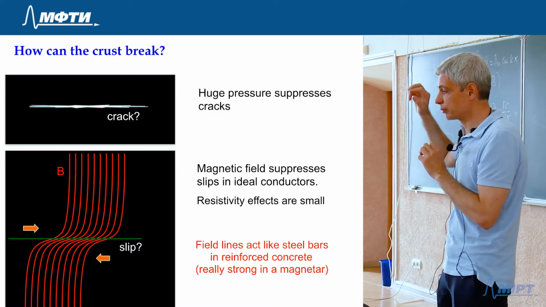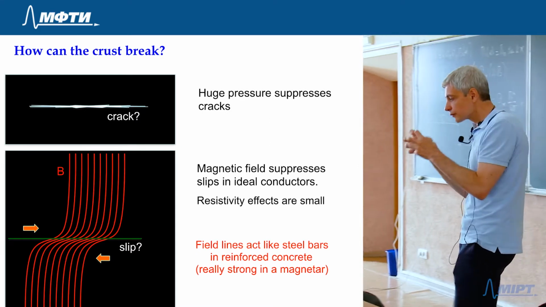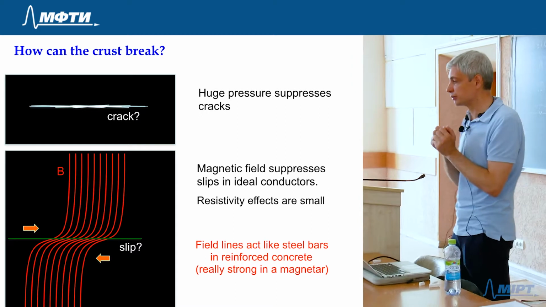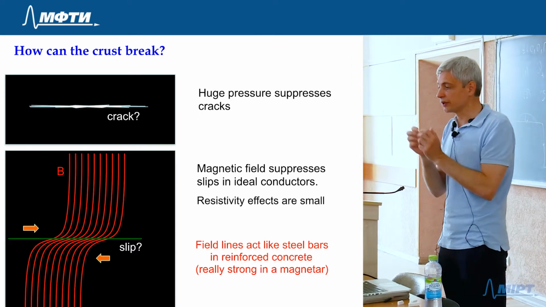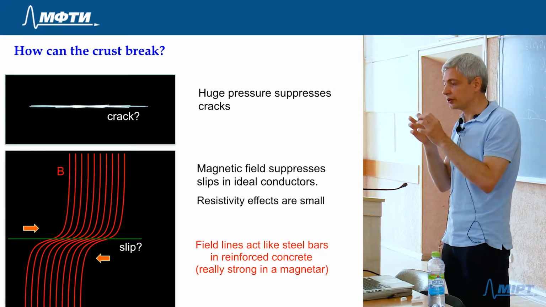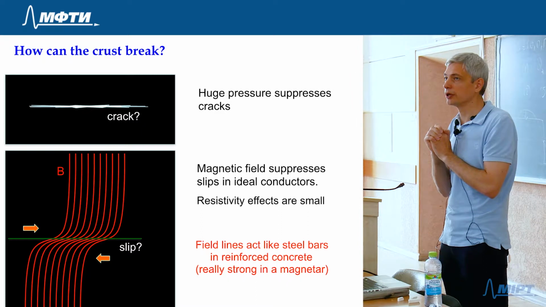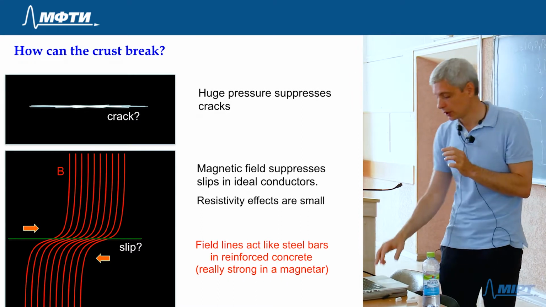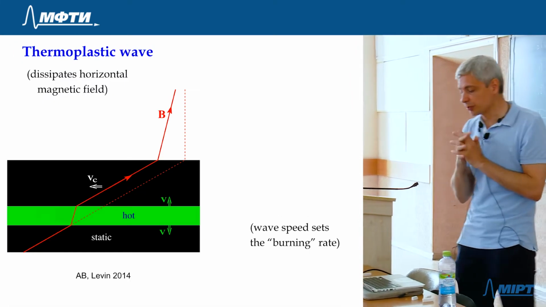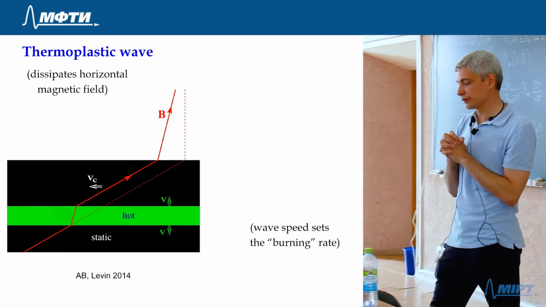So the most plausible way of thinking about how the crust would yield is that the magnetic field lines relax to a new configuration by initiating a plastic flow, which is growing in volume. And that's the picture. So before the lunch break, I guess I will stop after this slide.